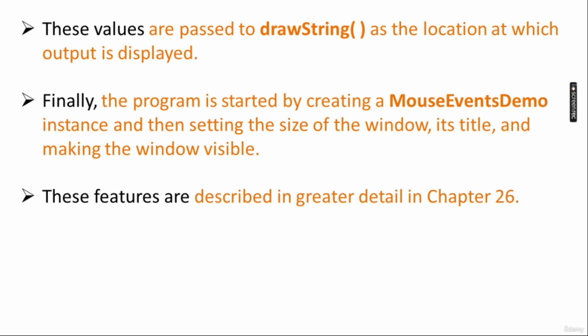The program is started by creating a MouseEventsDemo instance and then setting the size of the outer window, its title, and making the window visible. These features we will see in detail in chapter 26. Seems interesting? This topic and this chapter are very interesting. When you implement it, you will enjoy it more, and you will say that GUI based programs are much more interesting than console based programs, because AWT GUI based programs have components.